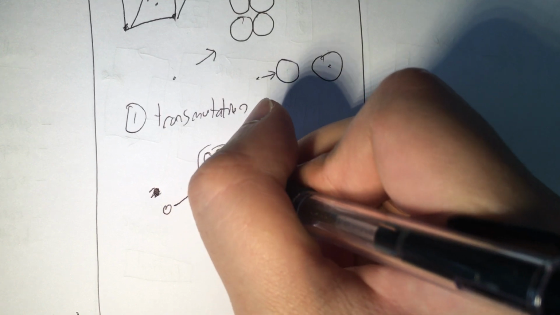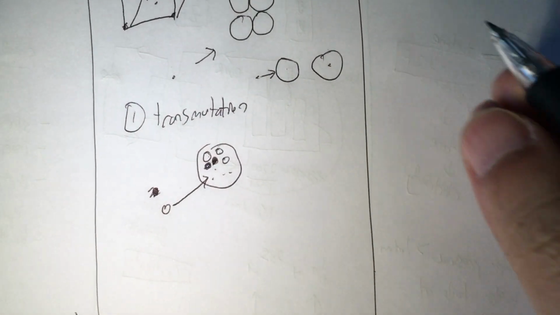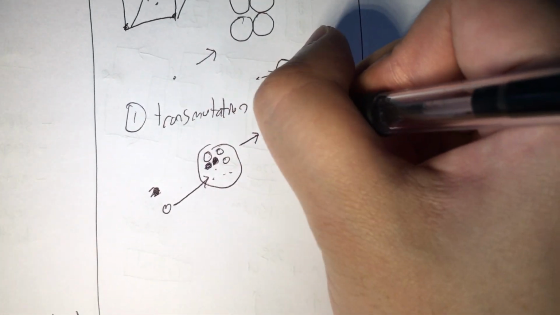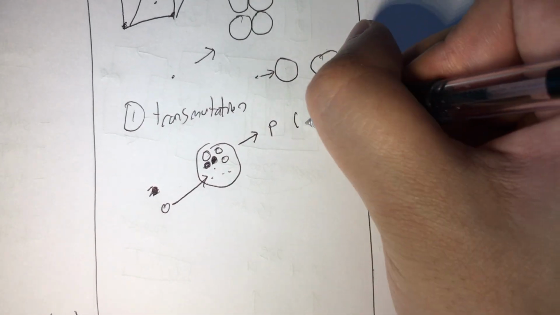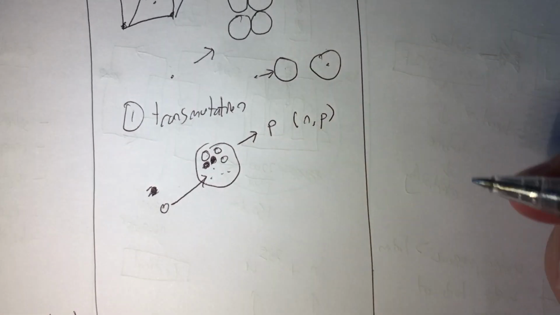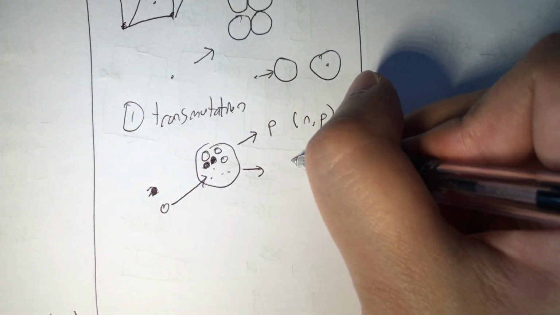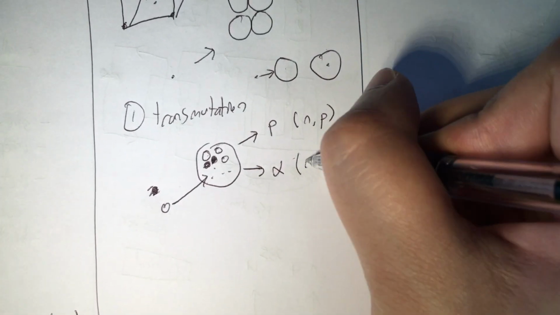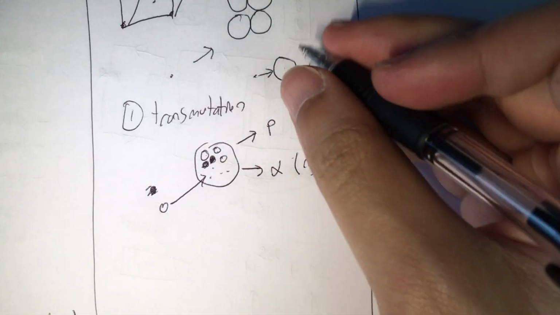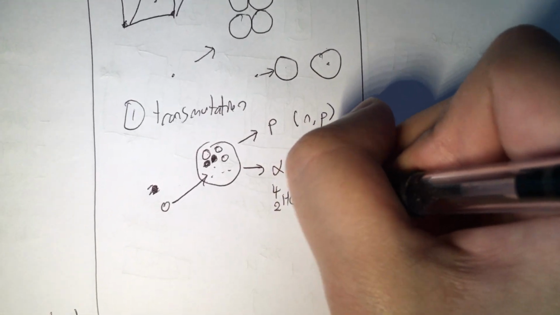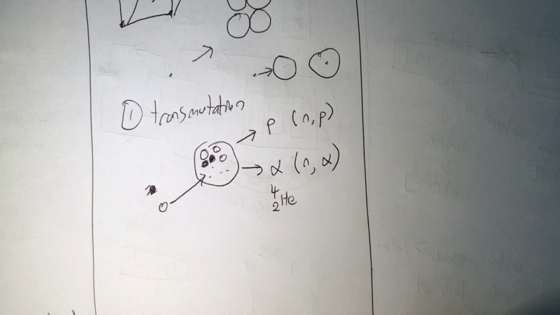If you have a neutron coming in at such high kinetic energy, sometimes it can knock a proton out. So these are known as NP reactions. Sometimes it can knock an alpha particle out. This is called an N-alpha reaction. An alpha particle is just a helium nucleus.